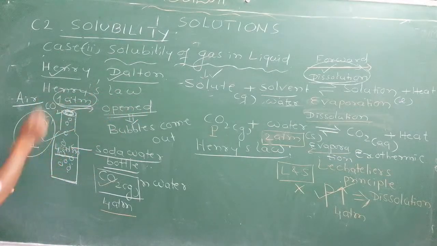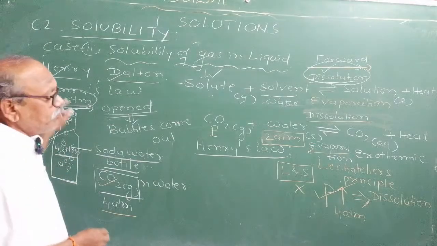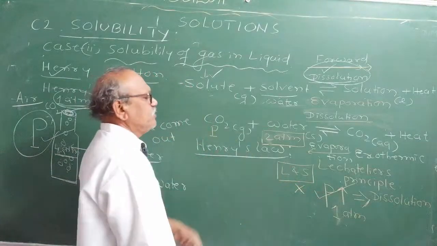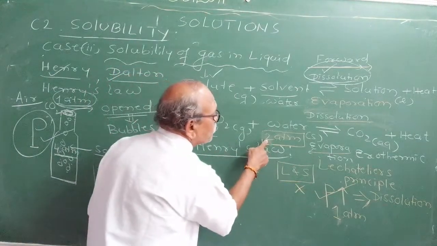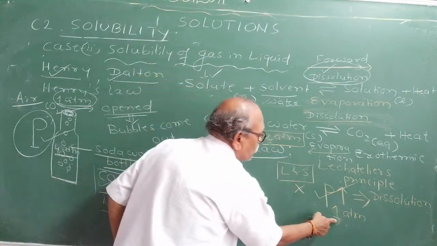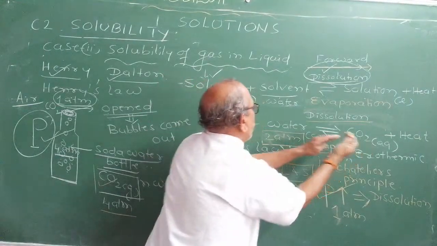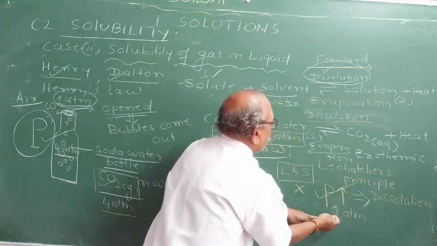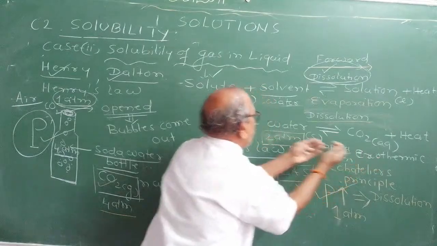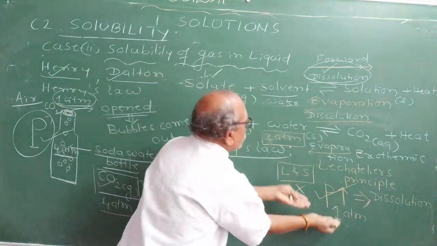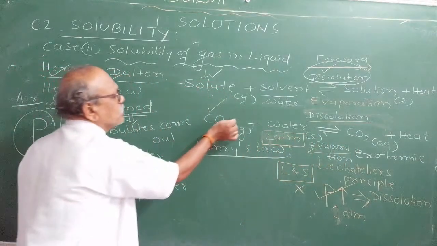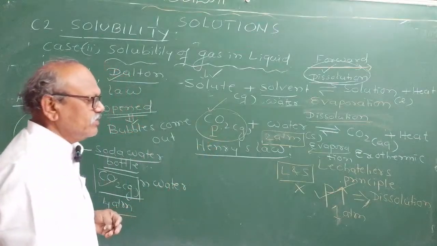What happens when you open the knob using an opener? If you open the knob of the soda water bottle, suddenly pressure becomes what? 1 atmosphere. Because in the air there is 1 atmosphere. Now the equilibrium pressure is 2 atmosphere. Then to increase the pressure, do you think the backward reaction takes place? Because pressure is increased only when the gas is formed, right? So, evaporation: in order to increase from 1 atmosphere to 2 atmosphere, the backward reaction should take place, because more and more carbon dioxide should be formed.